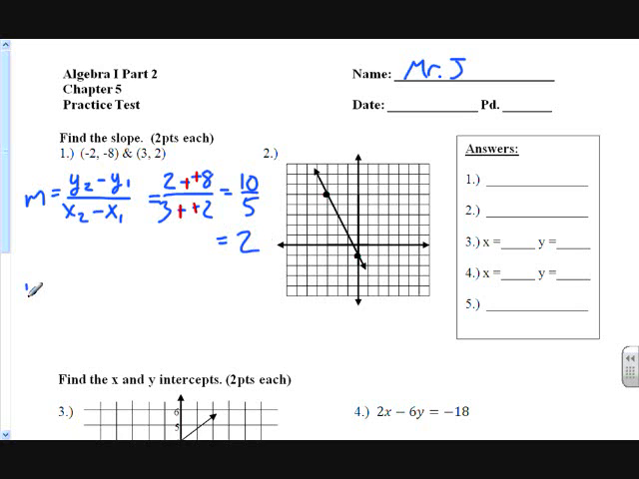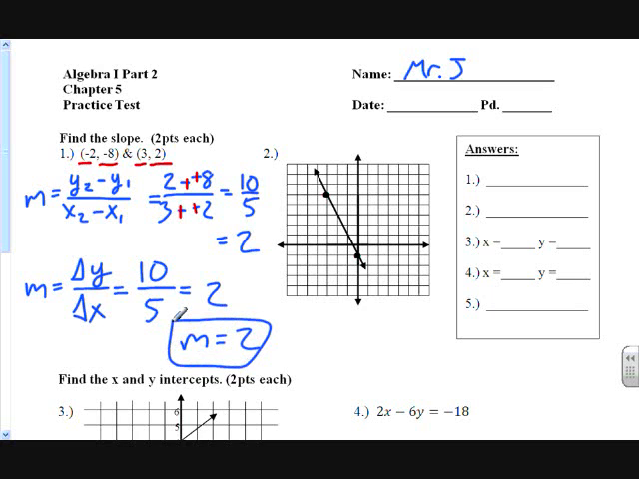The other way to approach this is doing your change in y over change in x. For the change in y, I just look at what y was and now what it's become. Y was a negative 8, now it's a positive 2. That means it's gone up 10 units, so I write down a positive 10. Then when I look at the x's, x was a negative 2, now it's a positive 3. It's gone up 5 units, so I write down a positive 5, which again gives me the positive 2. So my slope here is 2.